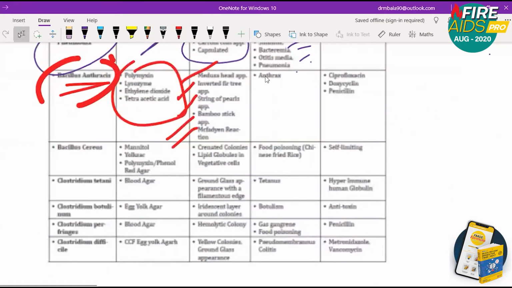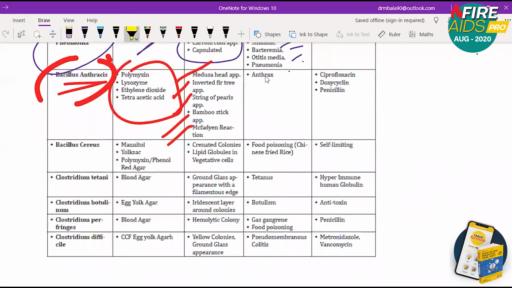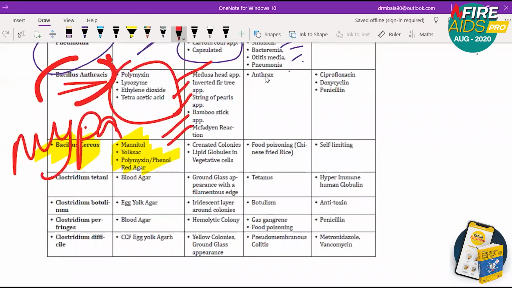Okay, going further, next is Bacillus cereus. Bacillus cereus has the media MYPA, that is mannitol, egg yolk, polymyxin, and phenol red. This mnemonic is MYPA, for Bacillus cereus. The colonies are seen as crenated colonies. Food poisoning is caused by Bacillus cereus.